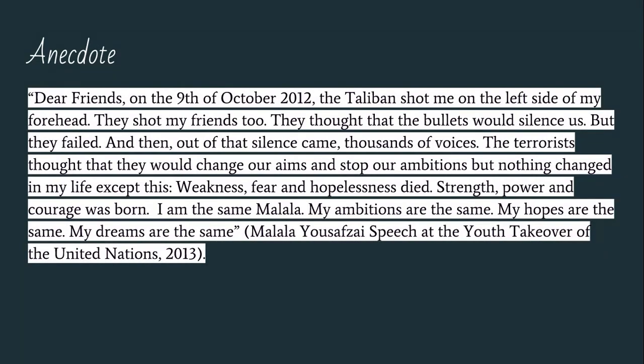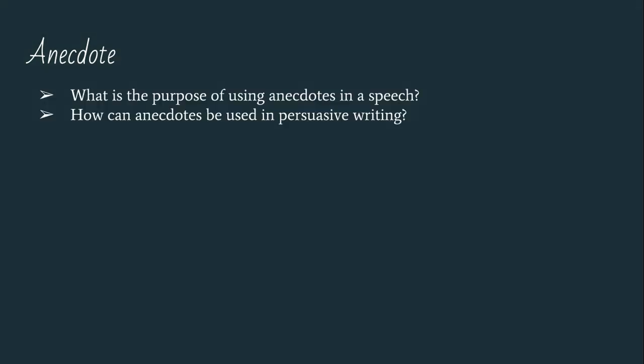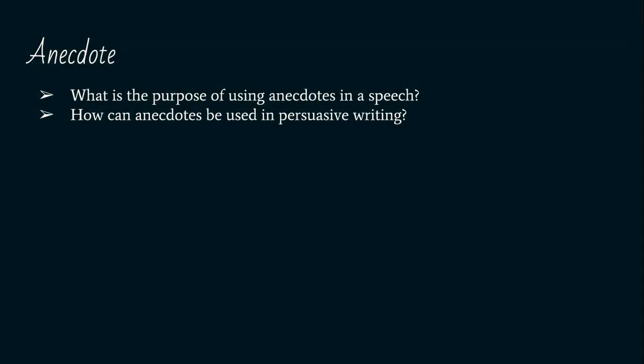Next one is anecdote. Anecdote is a short personal story. So this is an example from Malala Yousafzai at the Youth Takeover of the United Nations. Okay, discuss within your group what is the purpose of using anecdotes in a speech and how can anecdotes be used in persuasive writing. And then if your speech has an anecdote, go ahead and highlight it now.